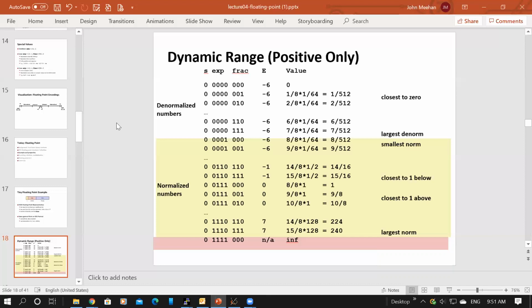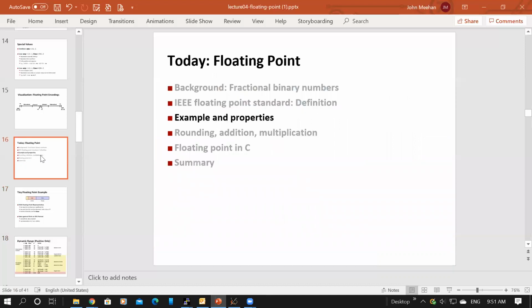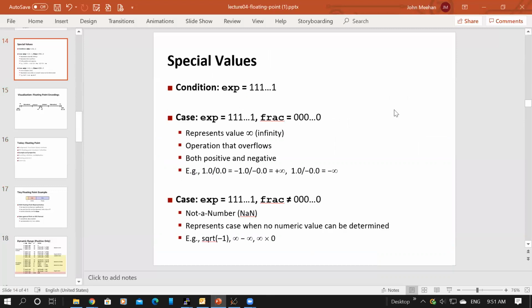Okay. Go back for a sec. Back where here? This one. How far back you want to go? The special values. These guys?